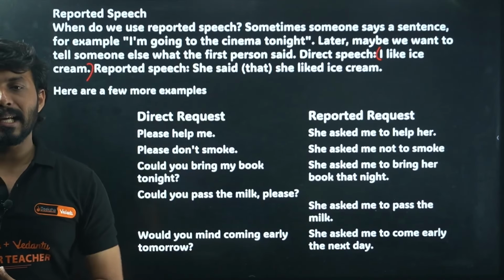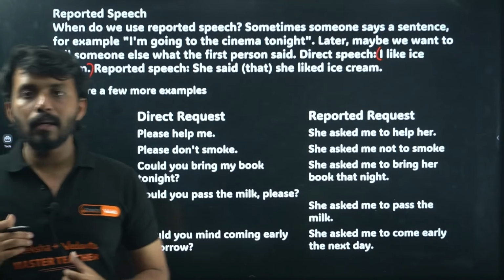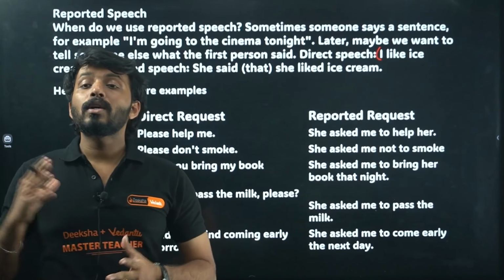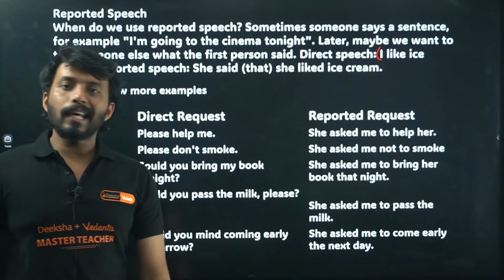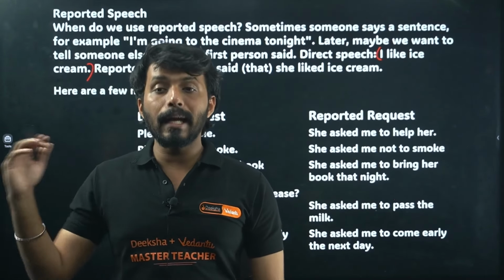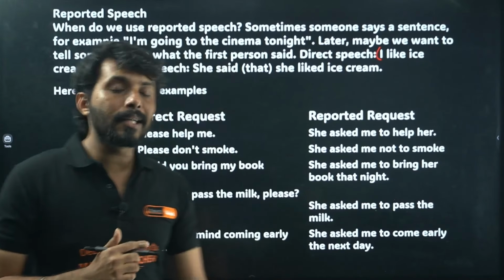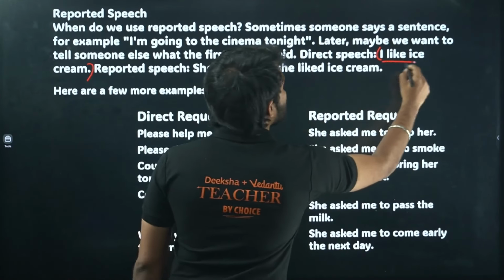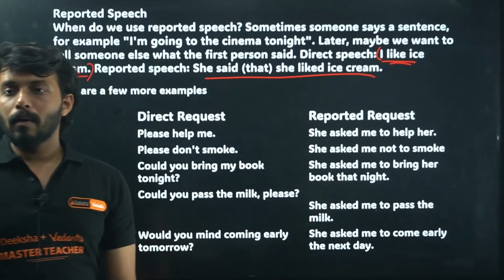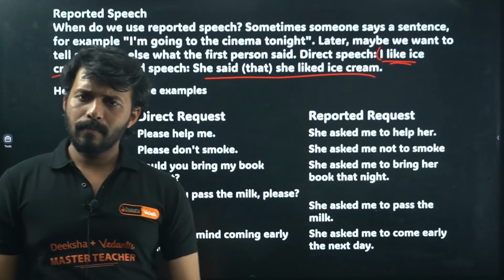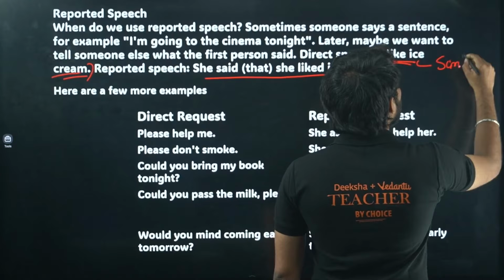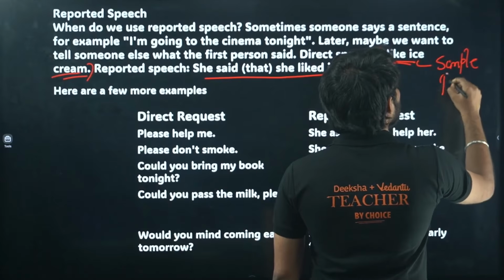So I heard somebody else say I like ice cream. Another person comes and asks me, what did that person say? So what do I tell him? She said that she liked ice cream. I cannot simply say she said that she likes ice cream. No, she said that she liked ice cream. So here you can notice a tense change. I like ice cream is in one tense and she liked ice cream is in another tense. What is the tense of I like ice cream? Present. What present? Simple present. I like ice cream is in the simple present tense.